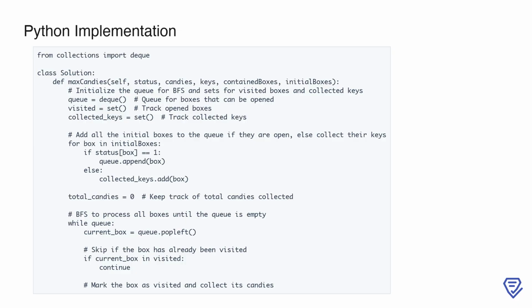Now, we loop through the initial boxes. If a box is already open, indicated by its status being 1, we add it to the queue to be processed. If it's locked, we add it to the collected_keys set, meaning we might be able to open it later if we find a matching key. We also initialize total_candies to 0, which will keep track of the total number of candies we collect.